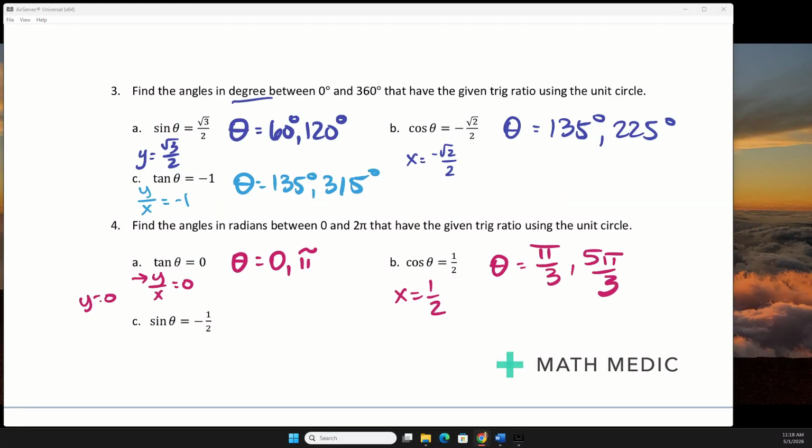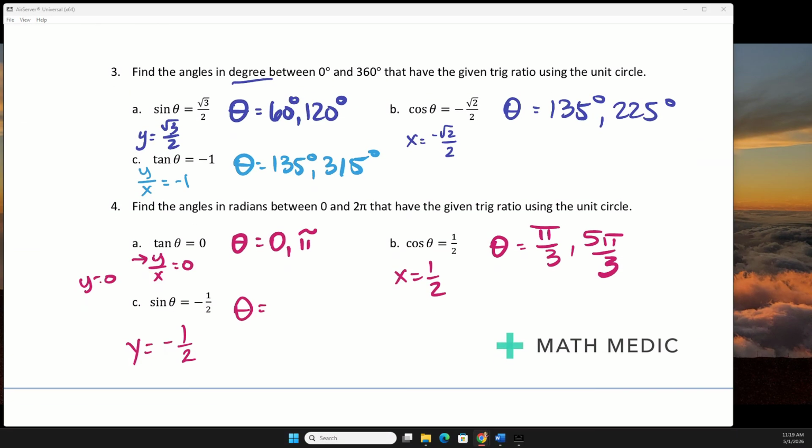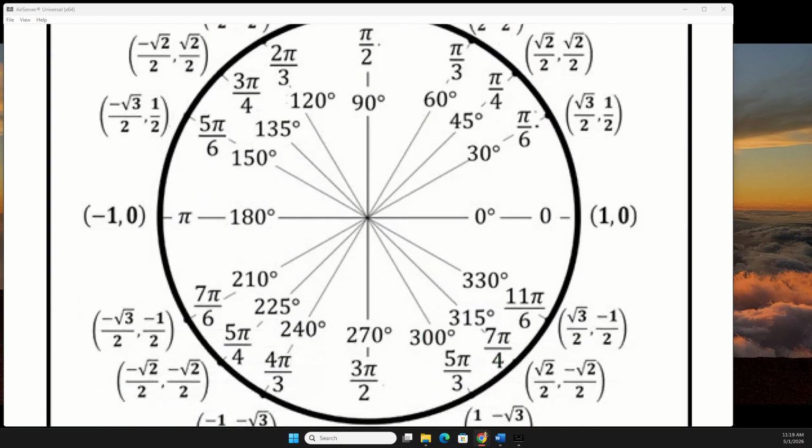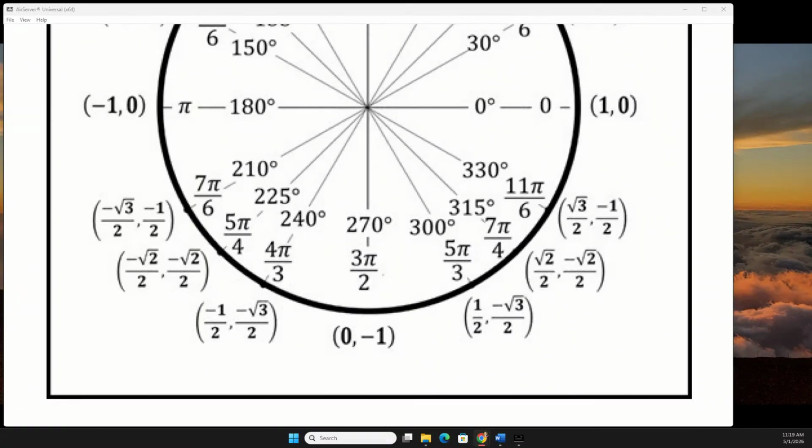All right, and then on the last one, we want the sine of the angle to be negative 1/2, which means I want the y coordinate to be negative 1/2. So that means I would have moved down 1/2. And so I know it's going to be here. So here we have negative 1/2. So 7 pi over 6. Here we have negative 1/2, 11 pi over 6.